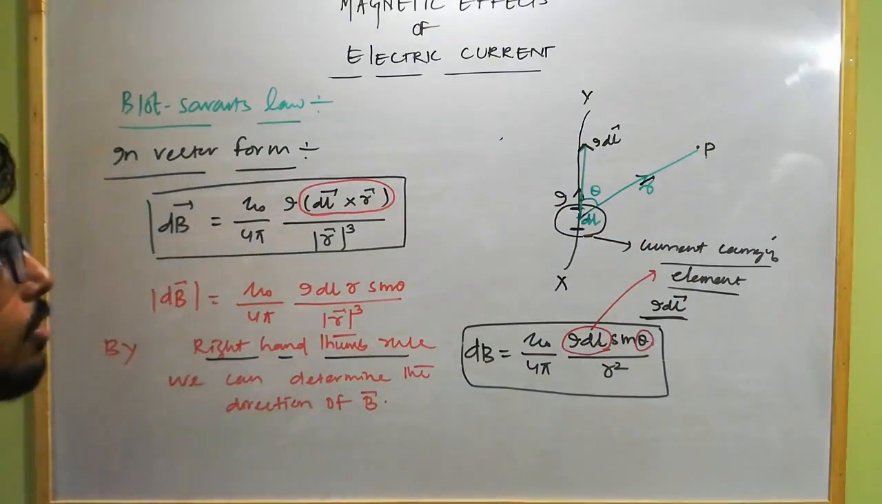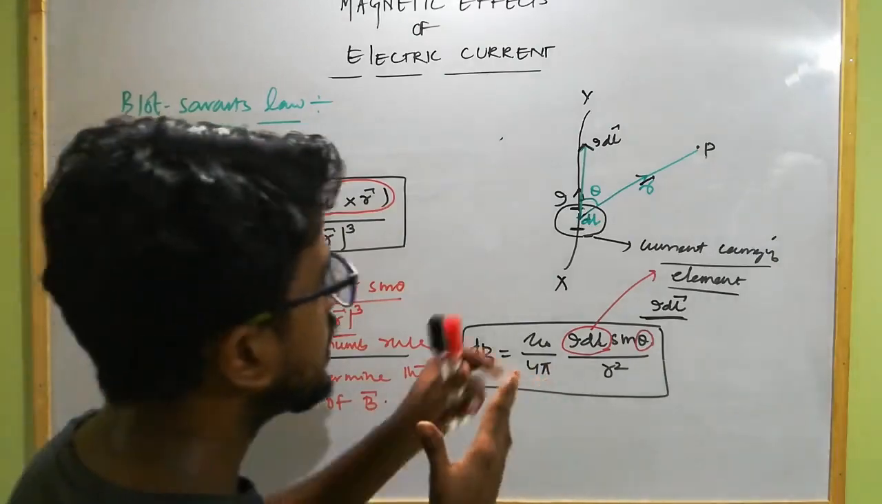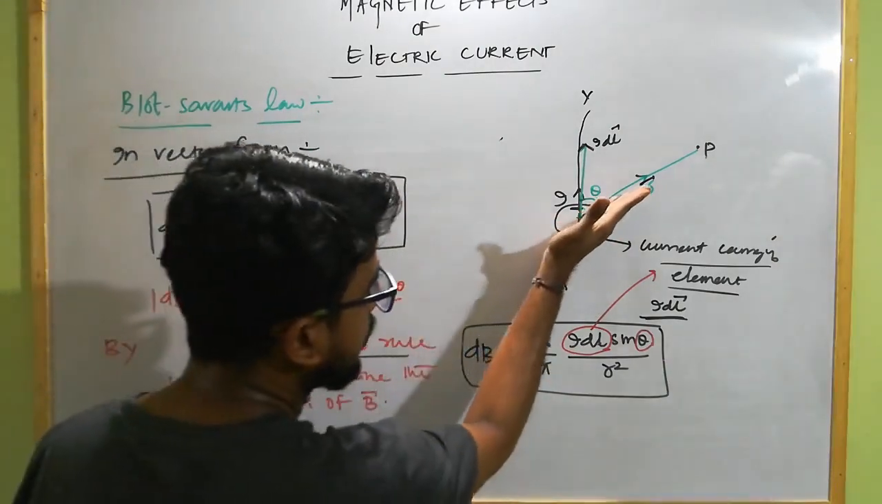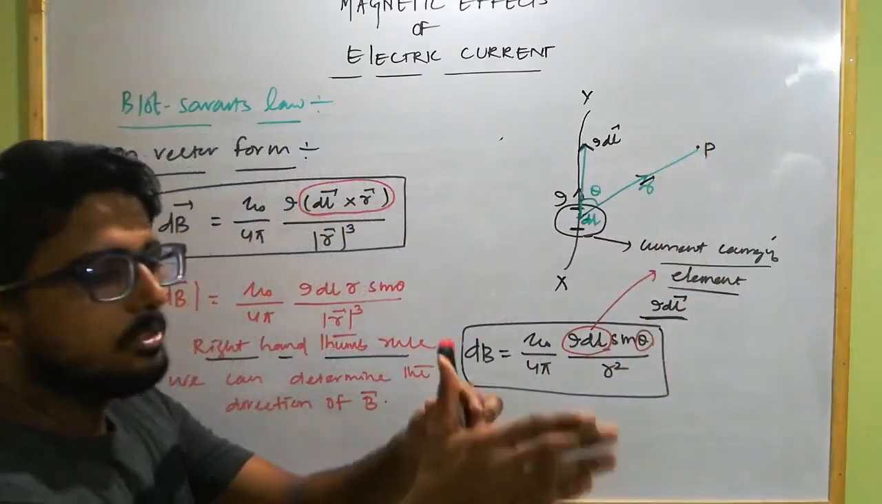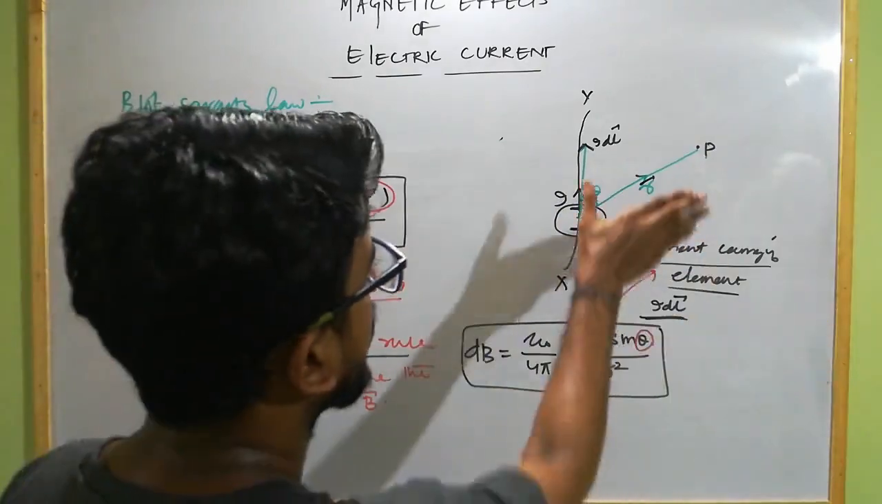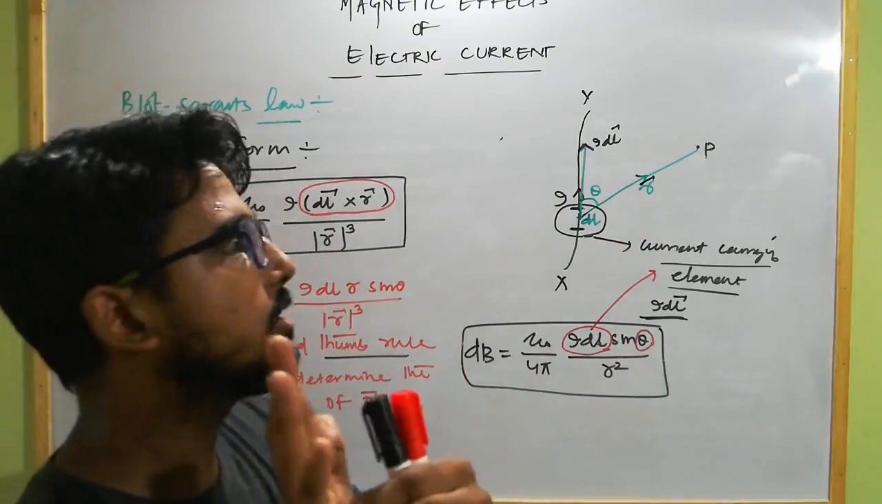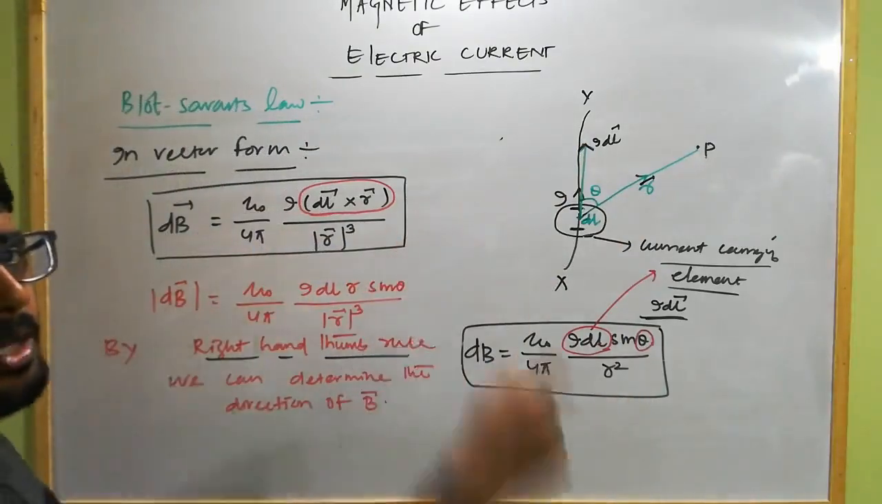Okay, also we can use right hand palm rule. What is right hand palm rule? If we stretch the fingers of our right hand along the direction of the position vector of the point of observation and the thumb along the direction of the current carrying element, then the direction of the palm will determine or shows the direction of magnetic field strength at the point of observation.